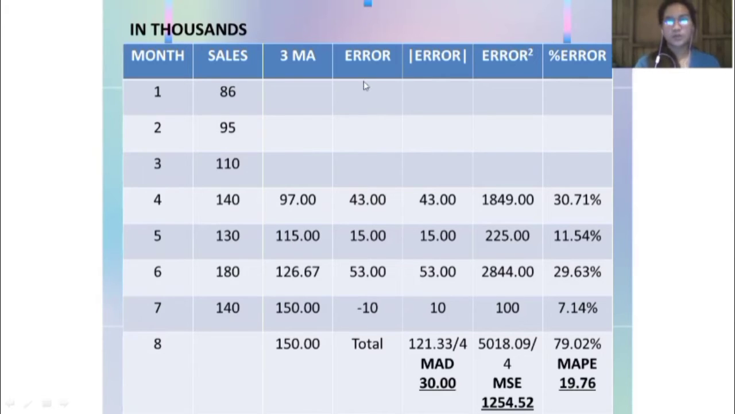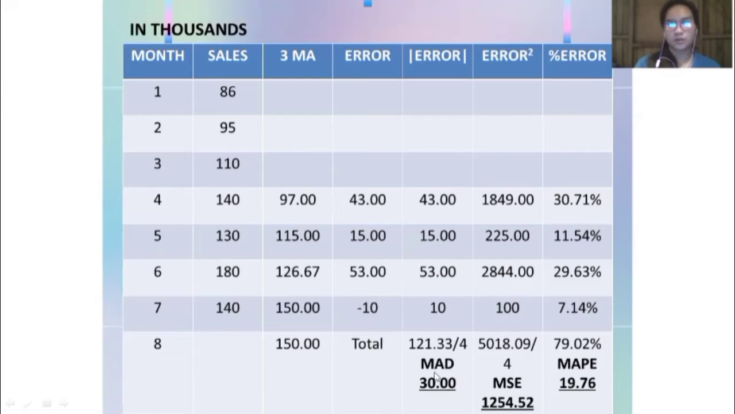So here, for the error, we only have to find the difference between the actual and the moving average. The difference between 140 and 97 is 43. And for 130, the difference is 100. The difference between 130 and 115 is 15, and so on and so forth.